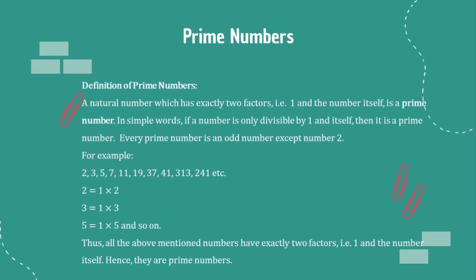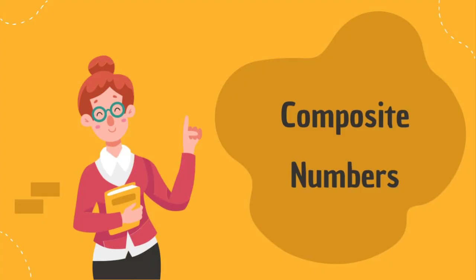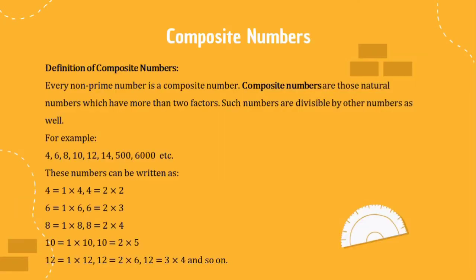2 equals 1 times 2, 3 equals 1 times 3, 5 equals 1 times 5, and so on. All the above mentioned numbers have exactly 2 factors, 1 and the number itself, so they are prime numbers. And the last, composite numbers. Definition of composite numbers. Every non-prime number is a composite number. Composite numbers are those natural numbers which have more than 2 factors.